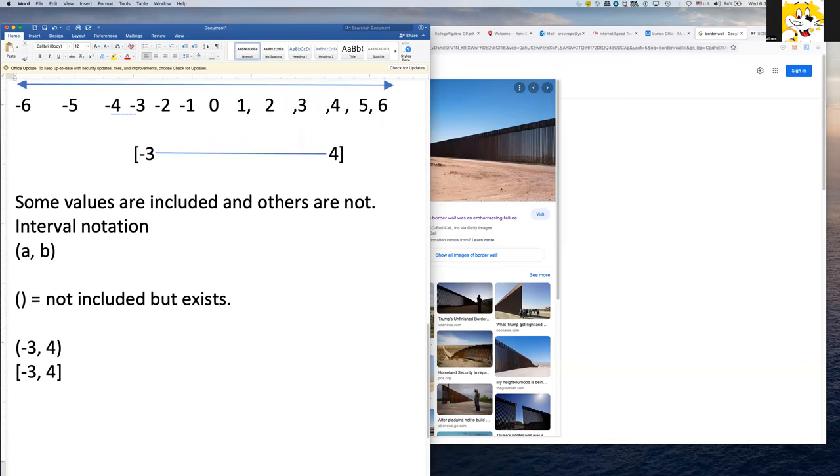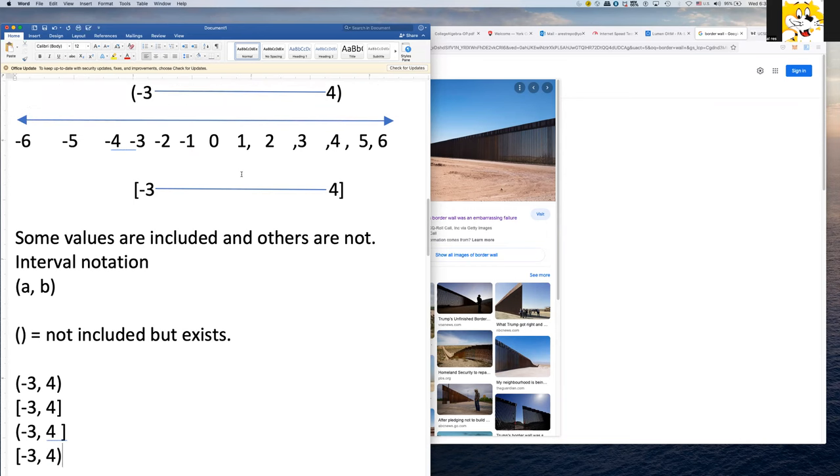I'll give you some problems later on when we work these. Now these are all inclusive, right? So all inclusive means that negative 3 and negative 4 are part of the solution. But you could also have situations where you have a 50-50 mix. You could have negative 3 not included, but 4 is. Or you could have negative 3 included, but 4 is not included.